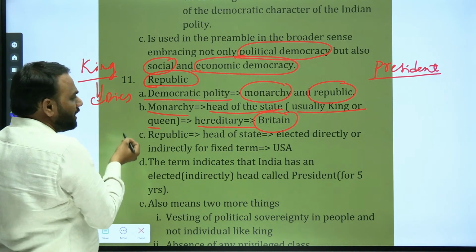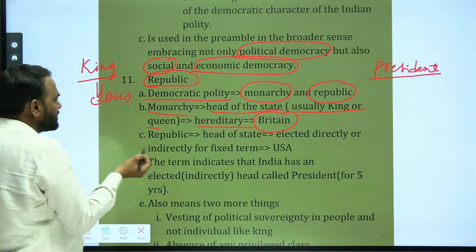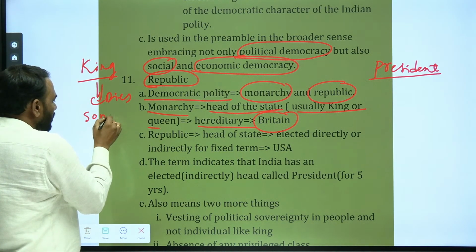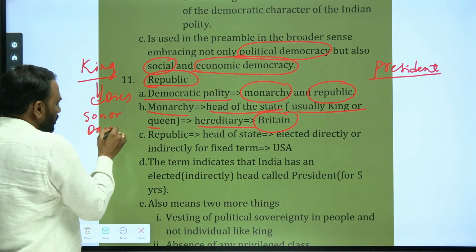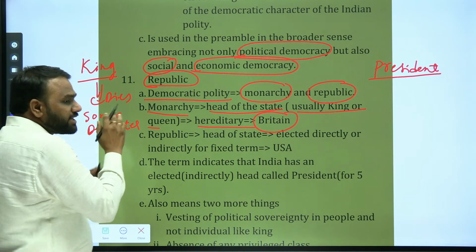Okay, president. So if the king dies, who will become the next monarch? Who will be the head of the state next? The king's son or daughter. It's a hereditary position.